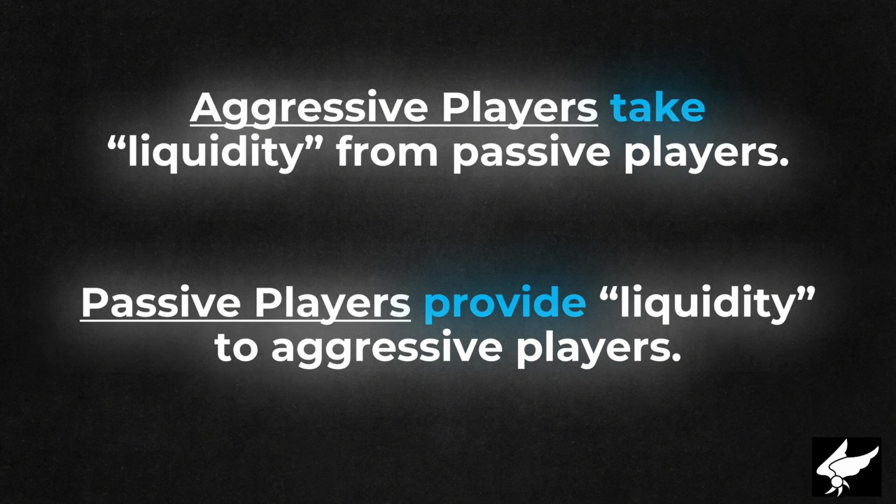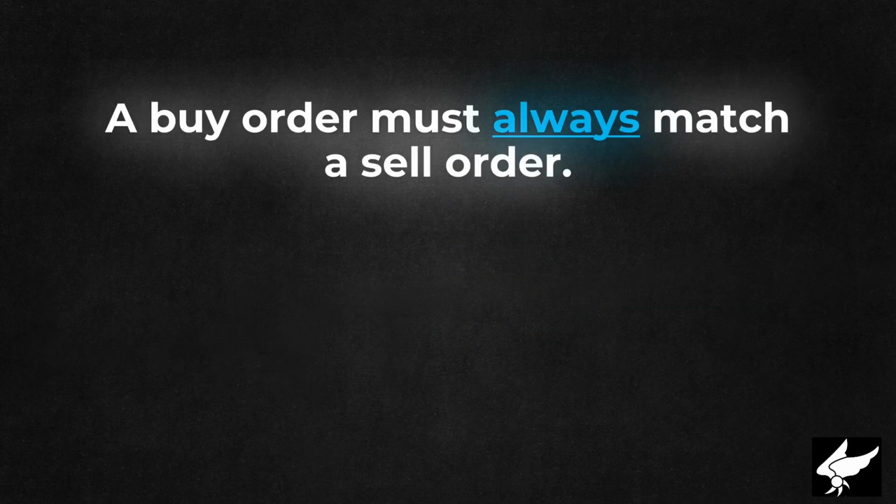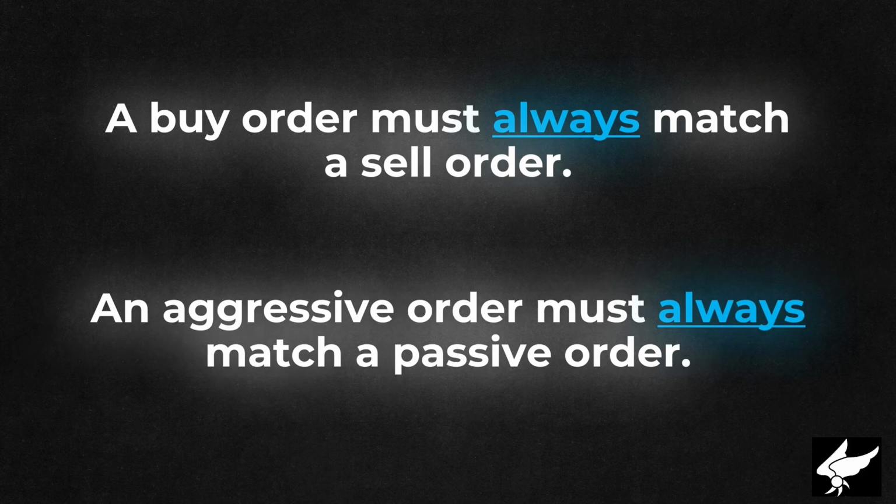It's important that you acknowledge a few basic rules about the interaction of market players. A buy order must always match a sell order. In other words, if you want to buy, there must be someone else on the other side willing to sell, and vice versa. An aggressive order must always match a passive order.